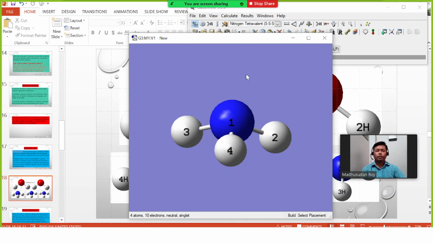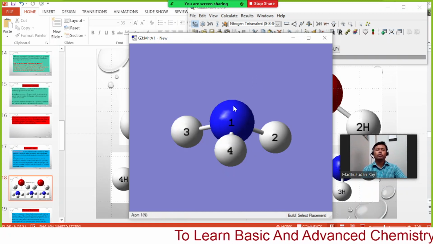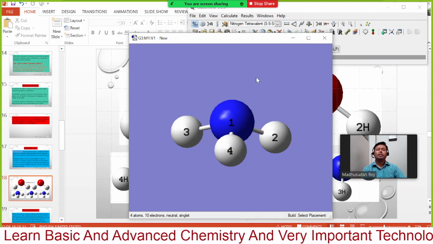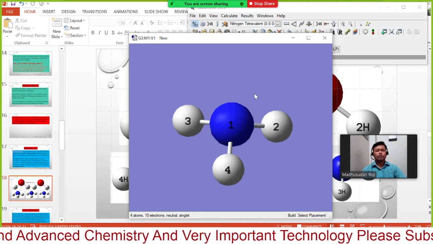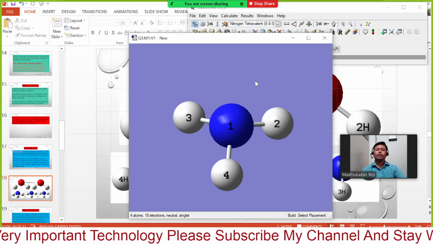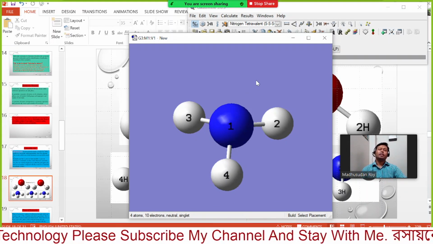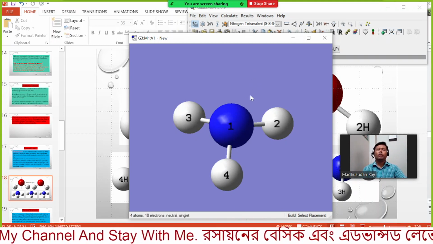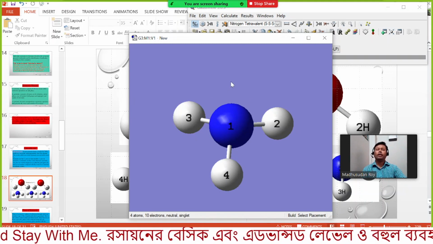Therefore, if we rotate 120 degrees, that means 360 divided by n with n equal to 3, in that case the molecule becomes identical to the previous one. So this molecule has C3 symmetry. 360 divided by 3 means 120 degrees. If you rotate the molecule by 120 degrees, you will get an identical structure to the previous molecule. So this molecule has C3 symmetry and water has C2 symmetry.